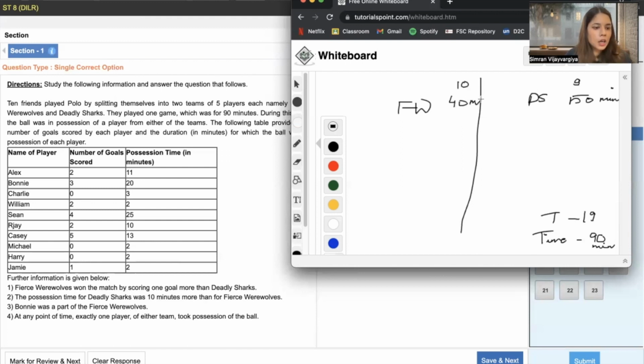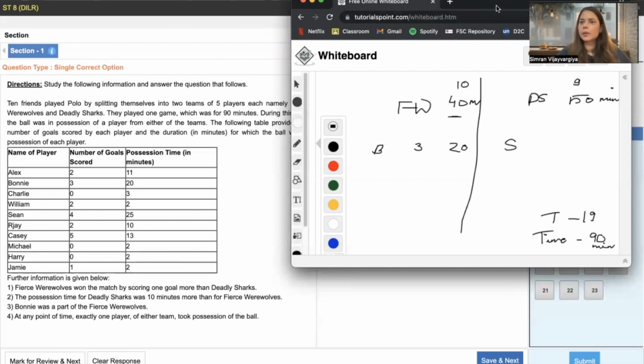Now we know that Bonnie was a part of Fierce Werewolf. Bonnie had 3 goals and possession for 20 minutes. Now the rest of the players can only have 20 more minutes, right? So that eliminates Sean. So Sean would be in DS. Otherwise we have a total of 10, so 11. Alex at 11.